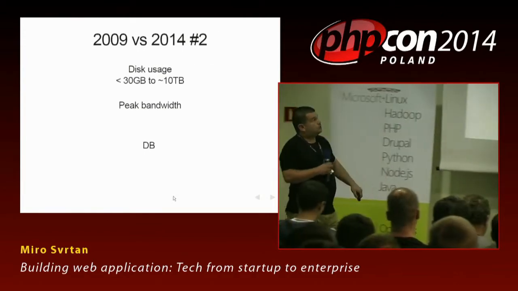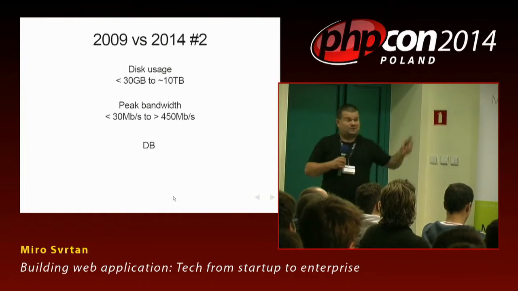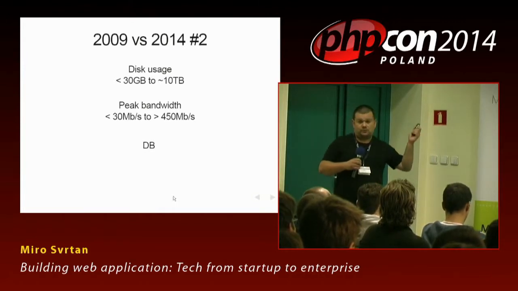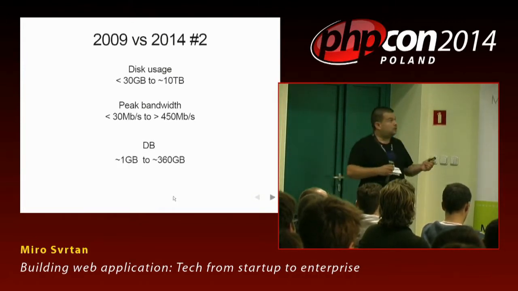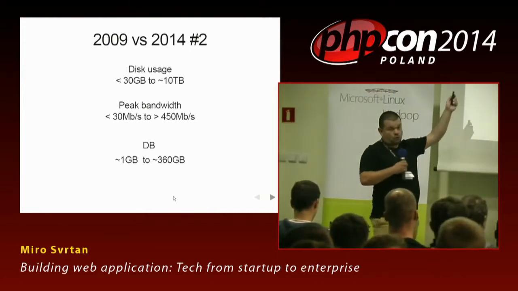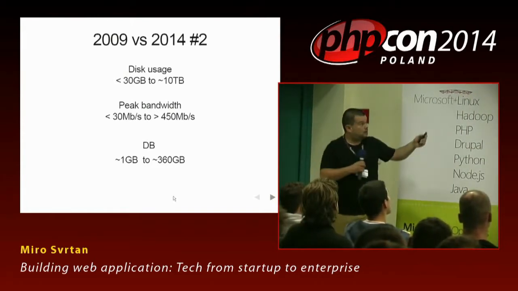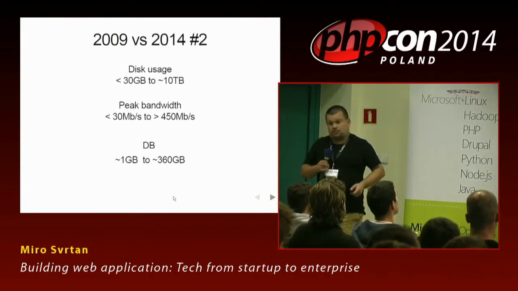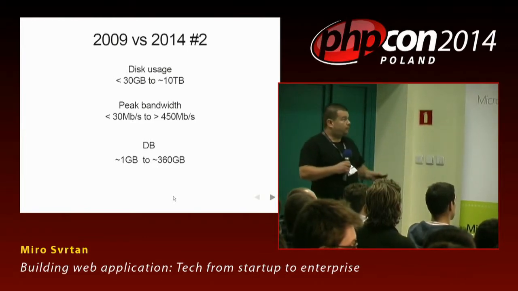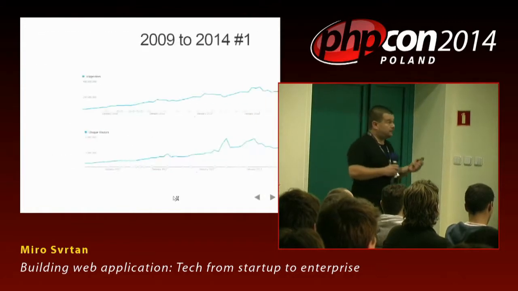On the technical side, our disk usage went from under 30 gigabytes to around 10 terabytes of data. Bandwidth went from something that you might be running at home on a better ADSL to over 450 megabits per second. Database from 1 gigabyte to 360 gigabytes.